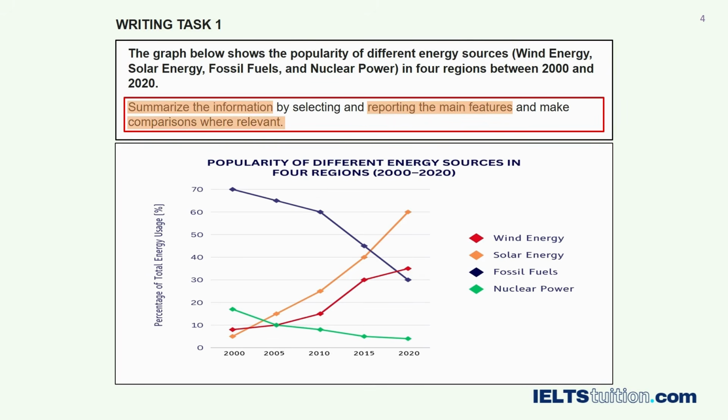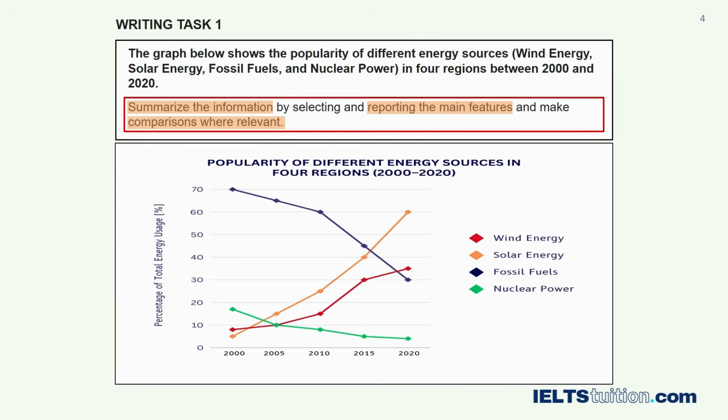Lastly, the instruction to make comparisons where relevant guides you to examine and articulate notable differences or trends shown in the data. This could involve comparing significant shifts over various periods, although it's not mandatory to make comparisons unless they add value to your analysis. Throughout your report, support your observations with specific data points directly extracted from the visual. Accurately presenting this data is vital for a high-scoring response.